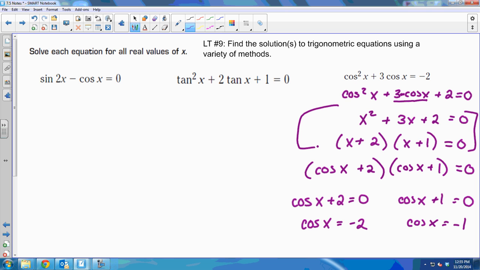Now, on the unit circle, can cosine x equal negative 2? No. Cosine x is always between 1 and negative 1. So this cannot exist. On the unit circle, cosine x is never going to be negative 2. If you start looking at the numbers, they're all between 1 and negative 1. They're never going to be larger.